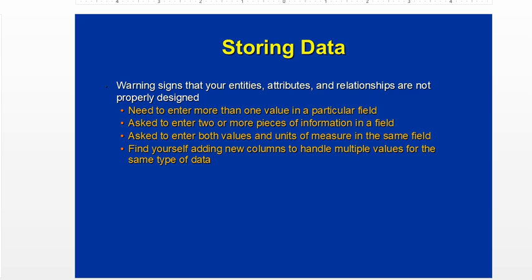Storing data: warning signs that your entities, attributes, and relationships are not properly designed. You need to enter more than one value in a field, asked to enter 2 or more pieces of info, asked to enter both values and units of measure in the same field, or find yourself adding new columns to handle multiple values, meaning you are expanding a lot more than what you need, which creates more problems to connect all that information. We'll see in one of the chapters later down the road, normalization, going from form 1 to 2 to 3 when you try to normalize. Sometimes it's a good idea, sometimes it's not.